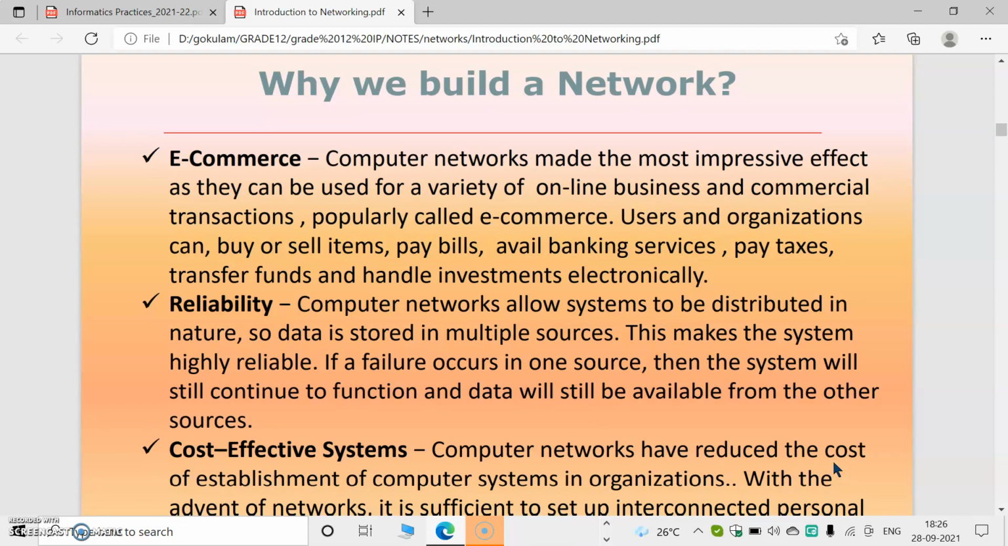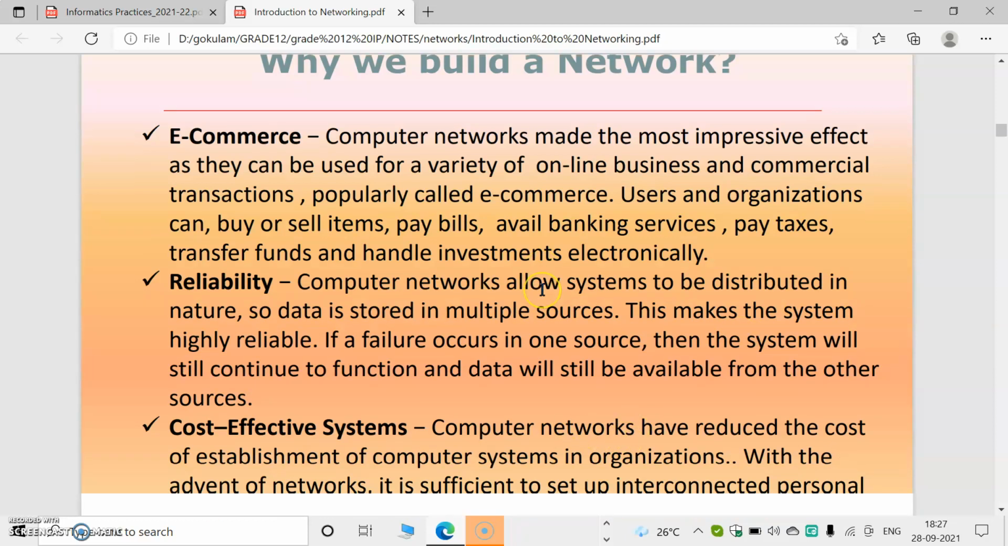Then why do we build a network? You all know. First is e-commerce. What is e-commerce? We can do many transactions. Many applications are there, like Google Pay, MobiKwik, like that. By using those, we can transfer money to the corresponding dealers, or there are many websites also like Flipkart, Amazon, etc., from which we can buy or purchase items. Then some banking services are also possible. We can pay tax, transfer funds. In all systems nowadays the internet is used. That means the internet is a network.